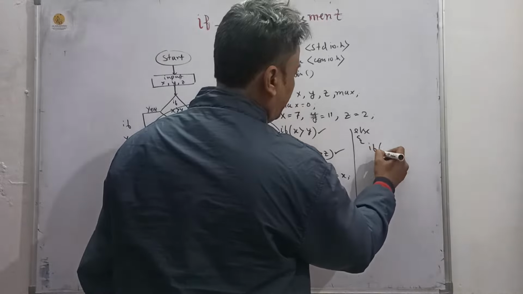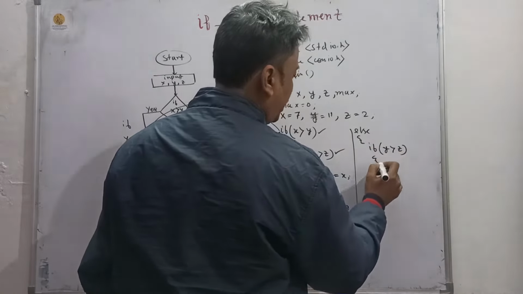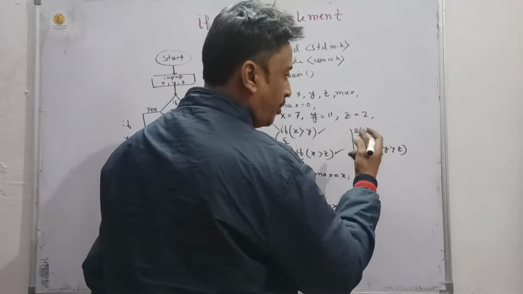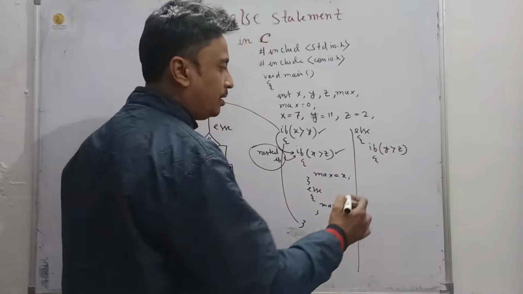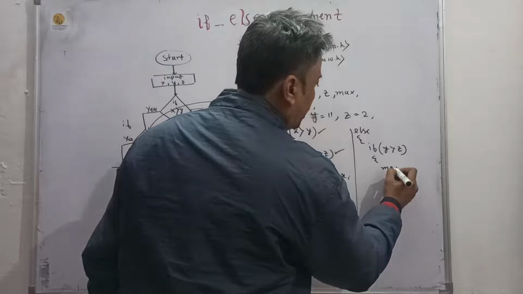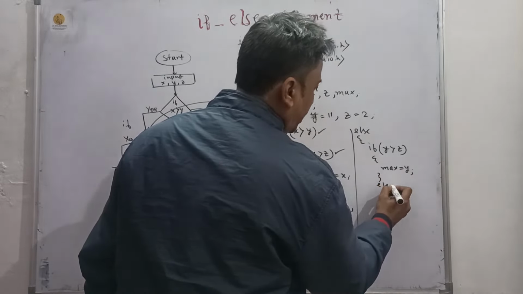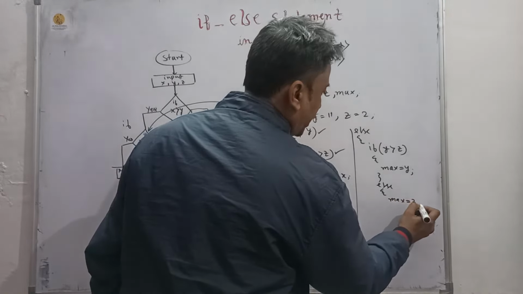Else, if y is greater than z. We are in the else part, that means y is greater than x. That's why we try y with z. If y is greater than z, then we store max equals y, otherwise store max equals z.